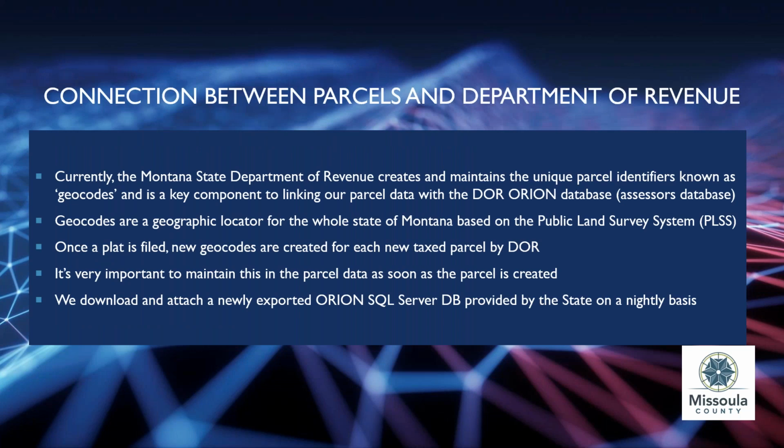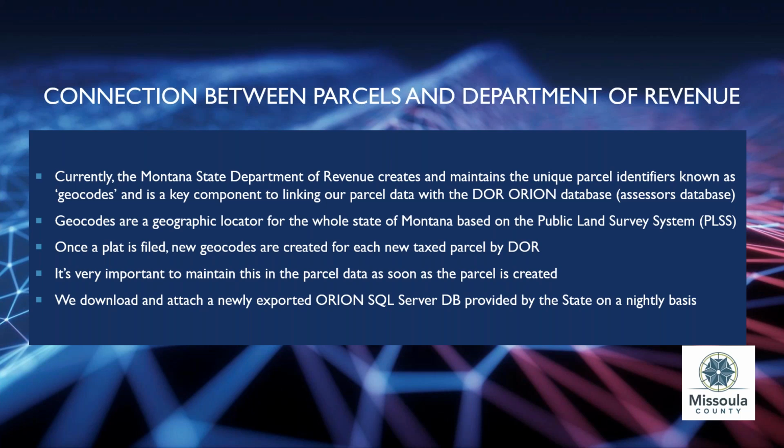The connection between the parcels and Department of Revenue data. Currently, the Montana Department of Revenue, the state Department of Revenue, creates and maintains the unique parcel identifiers for each parcel in the state. They're known as geocodes. It's the key component to linking our parcel data with the DOR Orion database, which is the assessor's database, known as Orion. So basically the main link back to the parcels is the geocode.